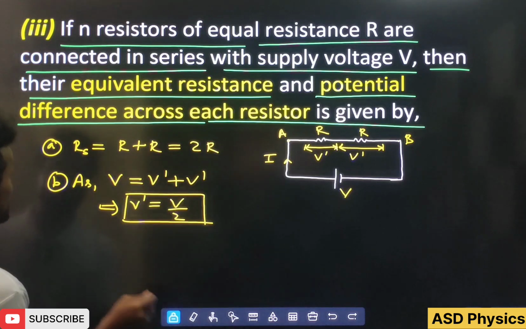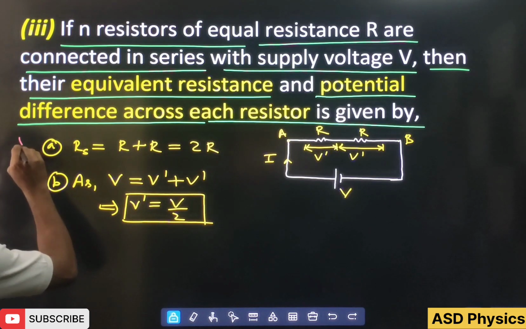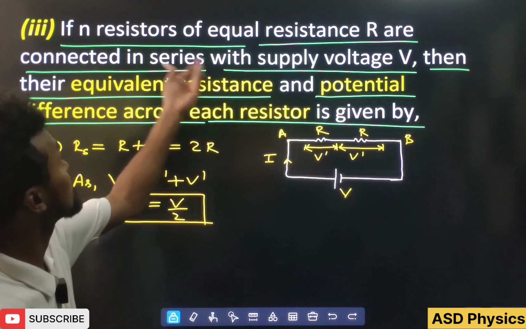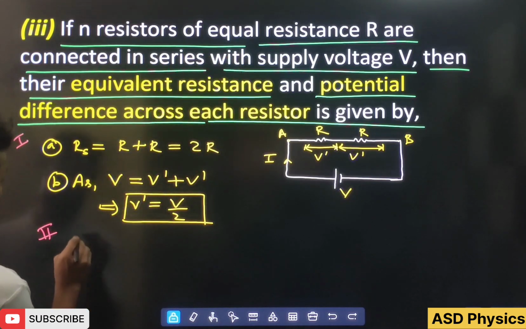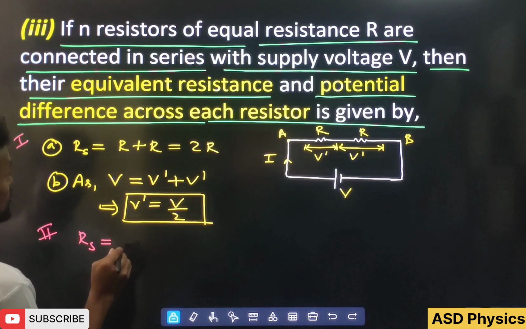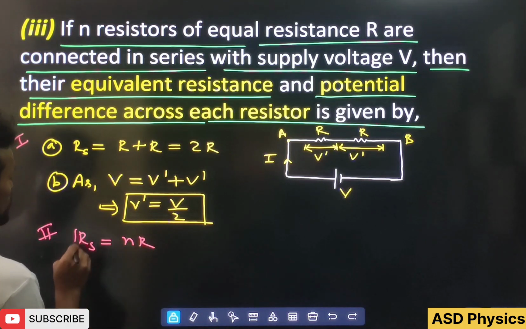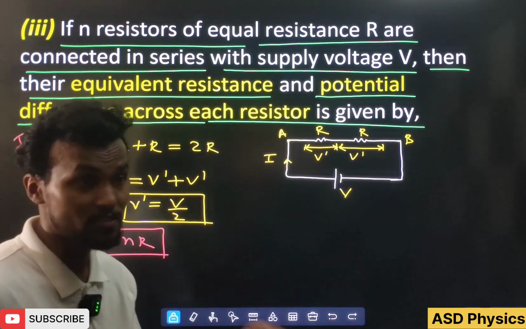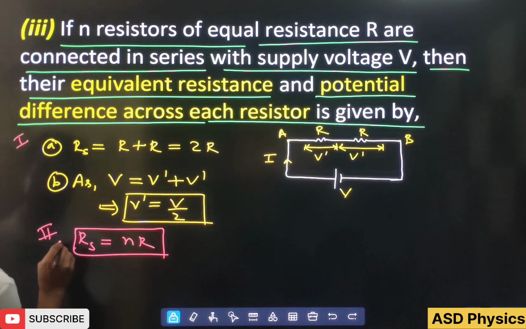Similarly, students, if I write for N resistors of equal resistances, then you know what will happen here? We can write R equal to NR. 2 resistors means 2R, 3 resistors means 3R. Similarly, for N resistors, NR. Okay, so this is the A.